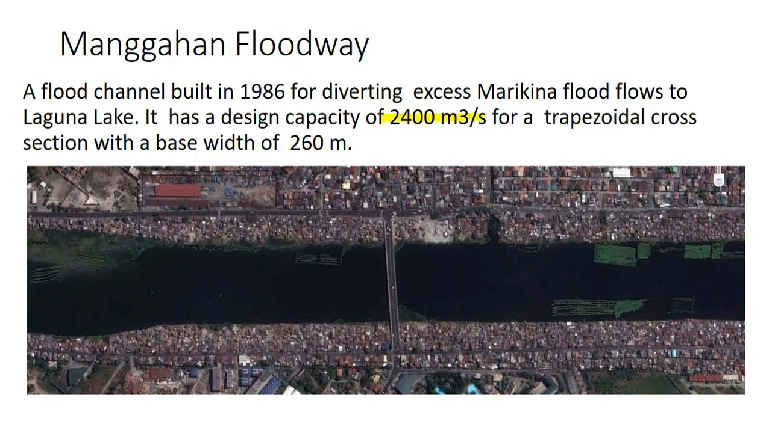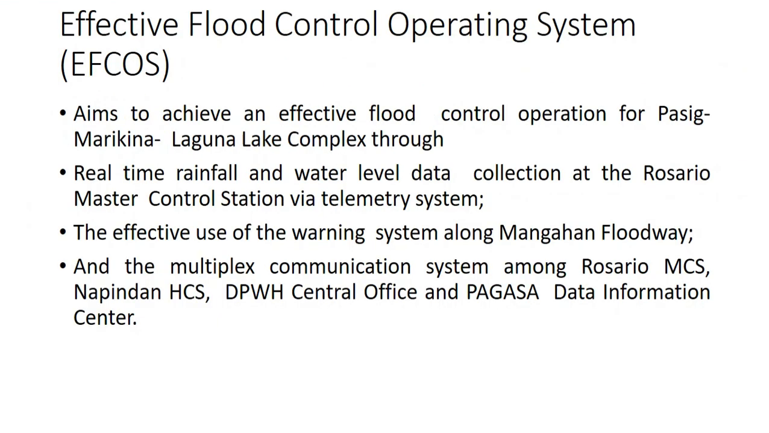And your Manggahan Floodway, the longest, okay? It has a design capacity of 2,400 cubic meters per second with a base width of 260 meters. The images, class, are from your Google Earth. And finally, your FCOS or Effective Flood Control System, connecting your Pasig, Marikina, and Laguna Lake river basins.